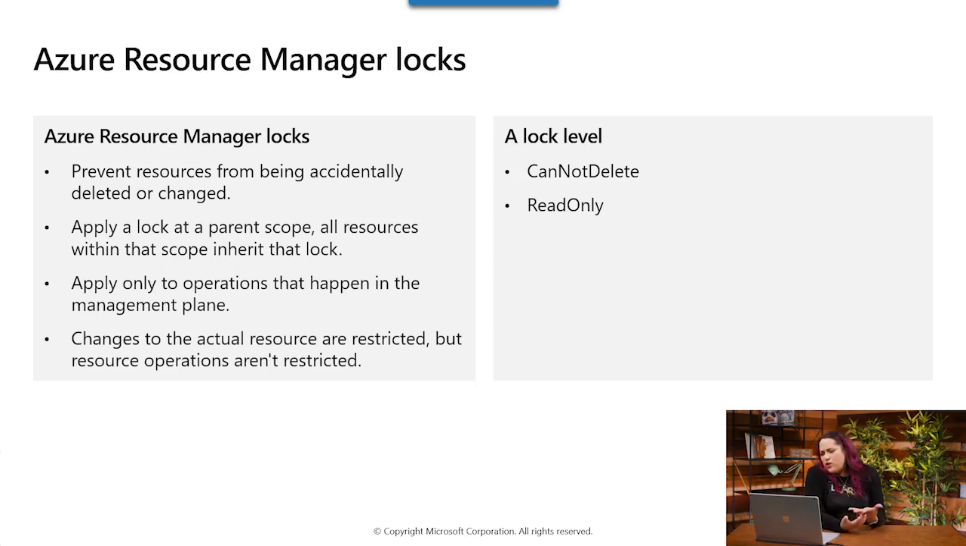But let's say you needed something a little bit more restrictive, and you wanted to make sure no one could delete it, but you also wanted to make sure you couldn't modify it whatsoever. A read-only lock is going to prevent any type of modification whatsoever, and it's also going to prevent you from deleting that resource. Now, both of these resource locks can either be applied at the resource level or the resource group level. But just know, if you apply a lock at a resource group level, it's automatically going to apply to all the resources below it.